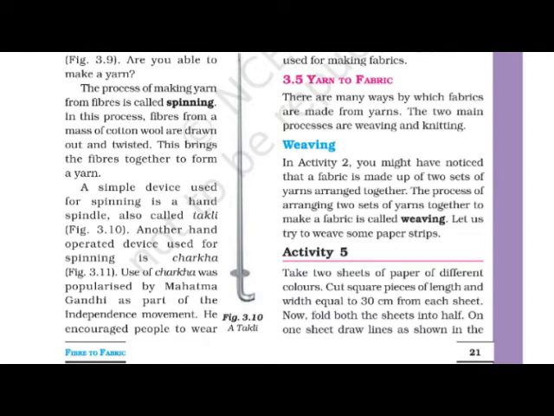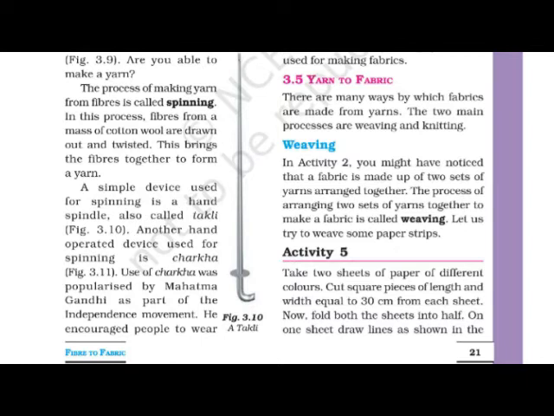To complete this activity, we will require two sheets of paper of different colors. We have to cut square pieces of length and width equal to 30 cm from each sheet. Now fold both the sheets into half.